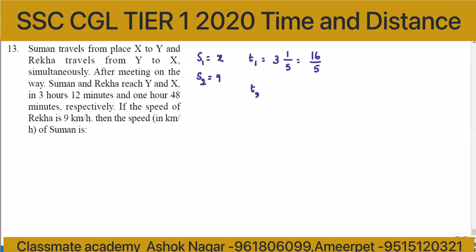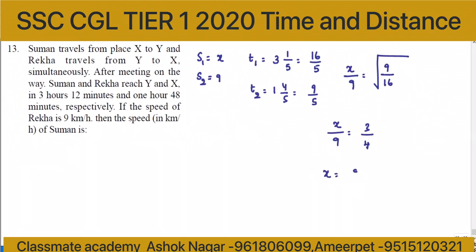What is T2? 1 hour 48 minutes, which is 9 by 5. S1 by S2 is equal to root over T2 by T1, which is 3 by 4, because 9 by 16, the 5s cancel. So x by 9 is equal to 3 by 4. What is x? x is equal to 27 by 4, which is 6 3 by 4 kilometers per hour.